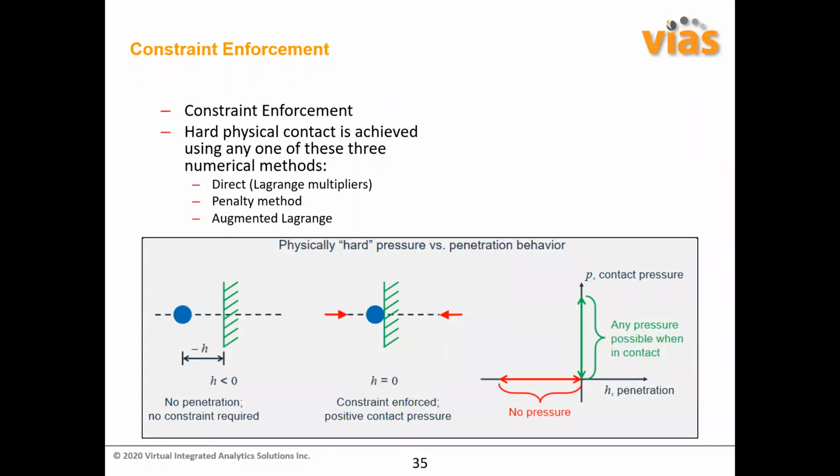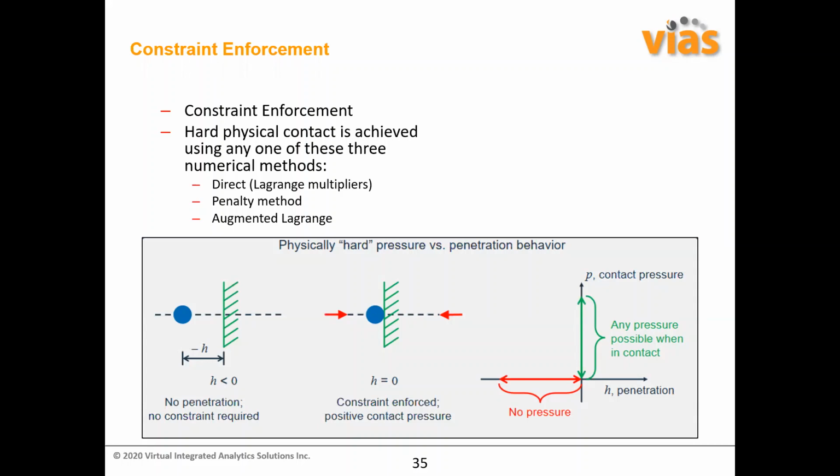As I was discussing about constraint enforcement, generally you can achieve the hard physical contact using direct Lagrange multipliers, the penalty method, or augmented Lagrange. As you see from this picture, when the body, for example this ball, is trying to bounce onto this wall, there's no penetration, so no constraint is required. That is before the contact is established. When the body comes into contact with it, the constraint is enforced, so positive contact pressure on the body is developed from the wall as an action and reaction.